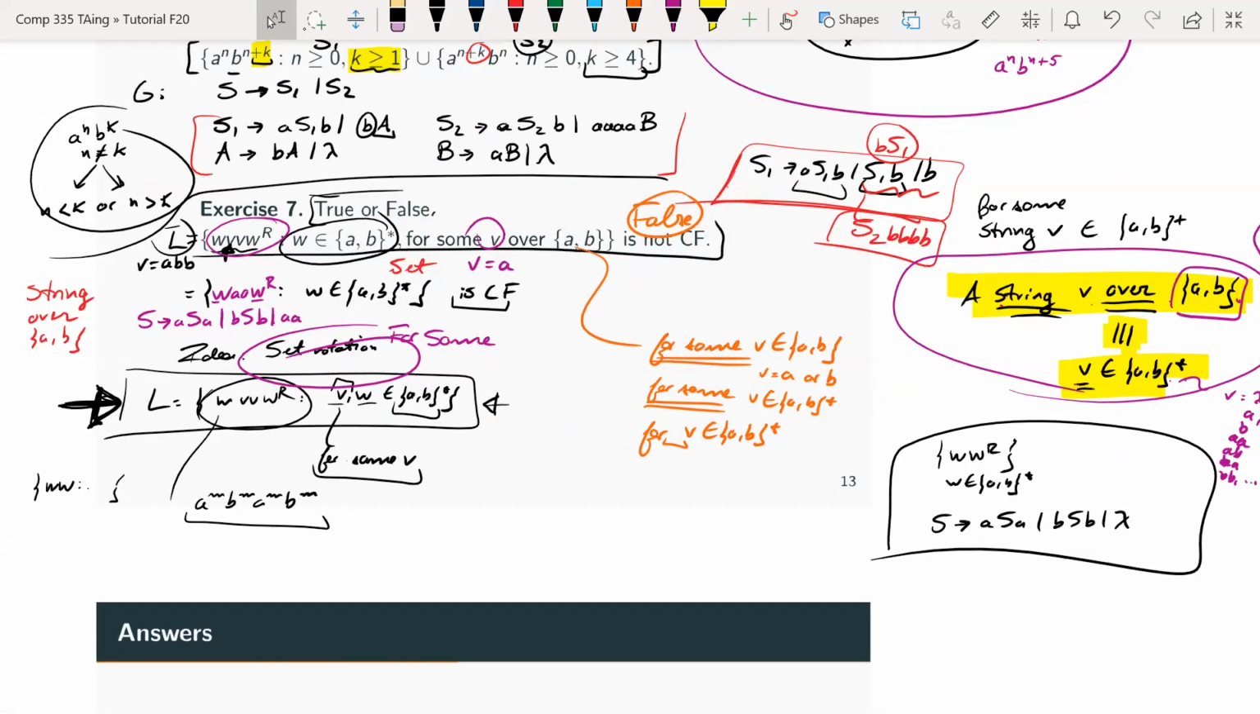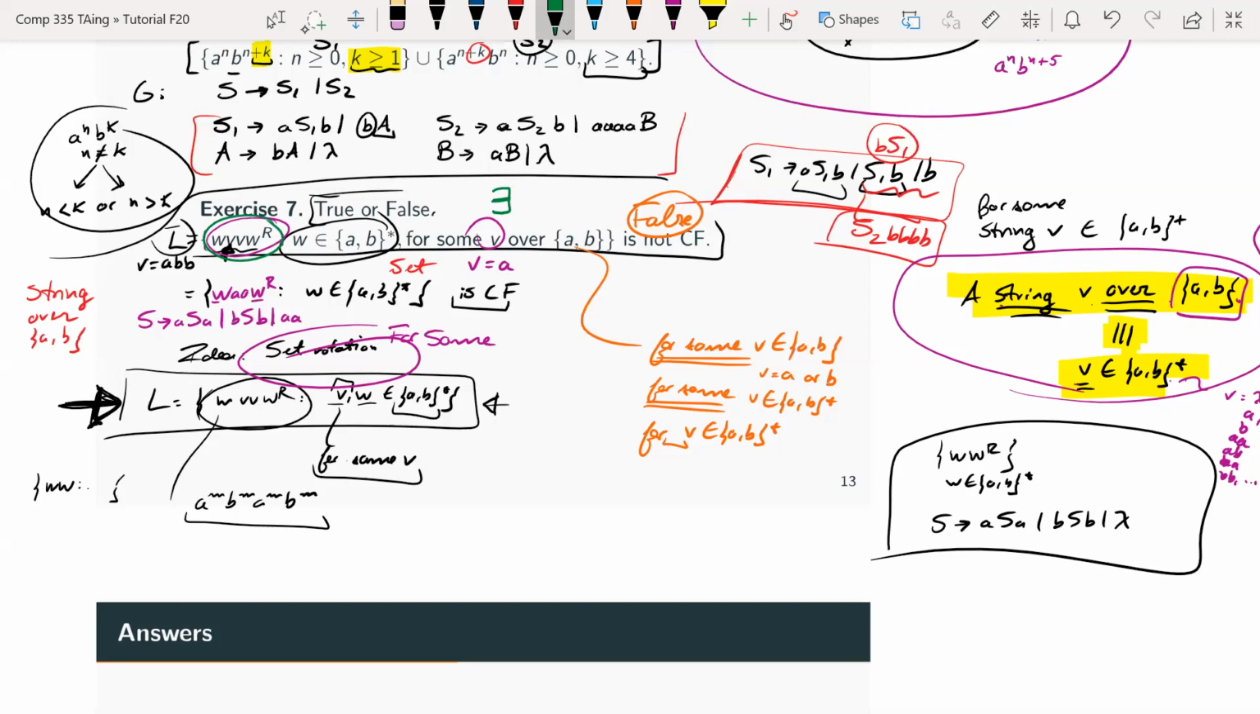We said it was false. No, so we said it was false because it is context free. The fact that there exists at least one V such that you can make this context free means that it is context free. So no, the answer is correct. It is context free.